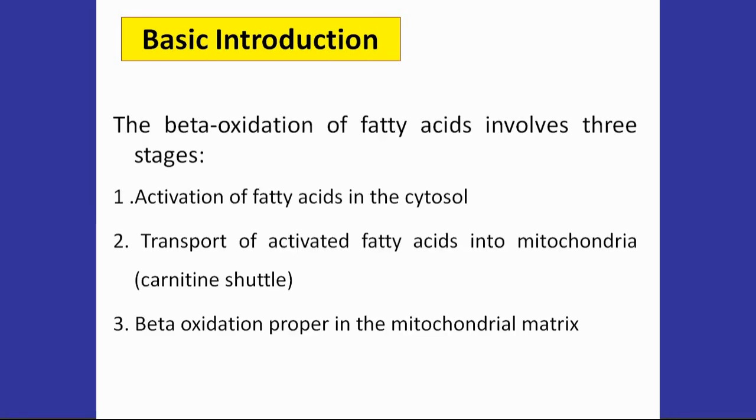Now again, if we see what actually happens in the beta oxidation, beta oxidation involves three steps. First one is the activation of the fatty acid in the cytosol of the cell. The next step is the transport of this activated fatty acid, which has formed in the cytosol, into the mitochondria. This is known as the carnitine shuttle. And finally, the beta oxidation proper, meaning the basic steps of the beta oxidation, takes place in the mitochondrial matrix.